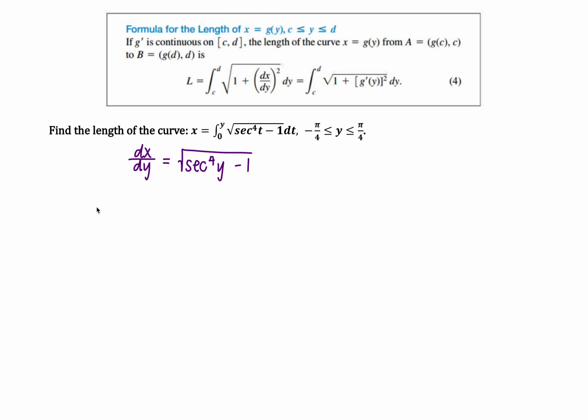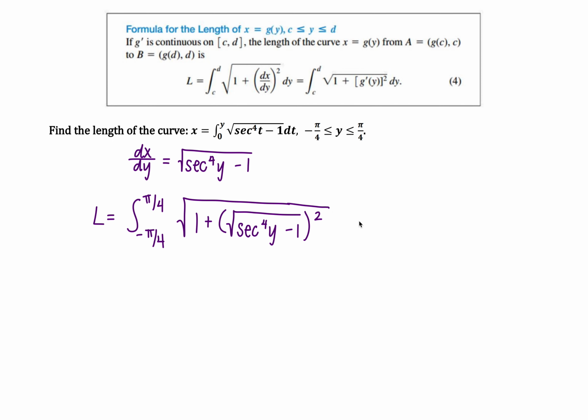In this case, we're looking at the length from y is negative pi over 4 to positive pi over 4. And we have the square root of 1 plus that derivative squared. So we have 1 plus the square root of secant to the 4th power y minus 1, squared. Now, of course, when we take the second power of a square root, they're going to cancel each other out. So inside that large radical, we just have 1 plus secant to the 4th power of y minus 1.